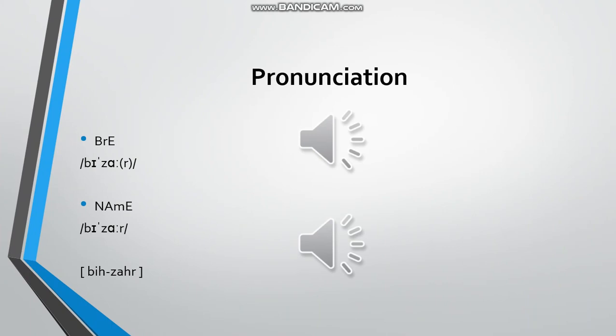So here we have two pronunciations, British English and Native American English. First, we are going to listen to British English pronunciation, where you see R is silent at the end of the word, and in Native American English it is pronounced. This is the only difference. Okay, now listen and repeat.